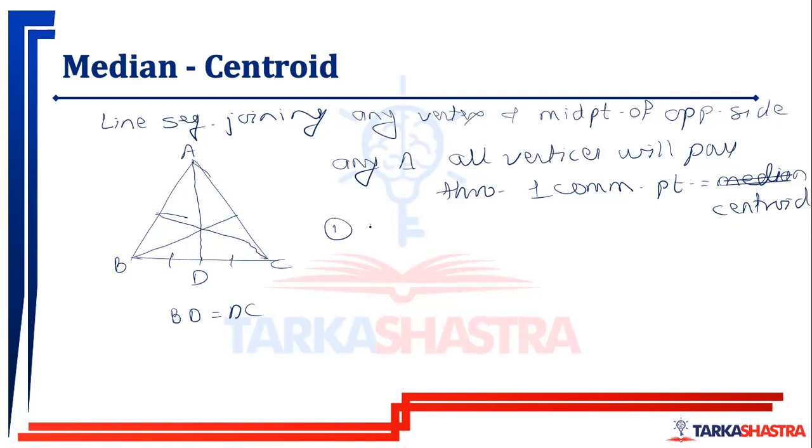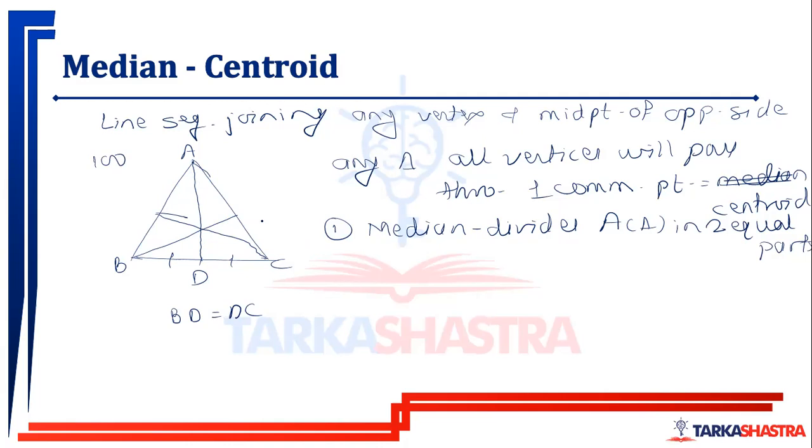जैसे median divides the area of a triangle in two equal parts. जैसे यहाँ पे median AD is dividing the area of triangle ABC in two equal parts. If area of triangle ABC is 100 units, then area of triangle ABD is 50 units, and area of triangle ACD is 50 units.